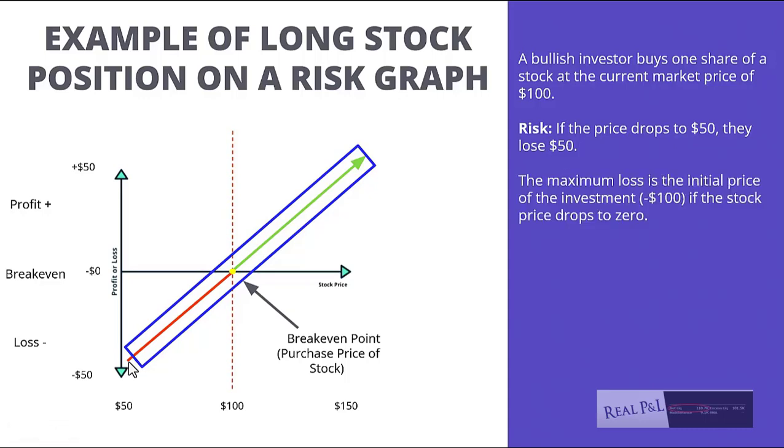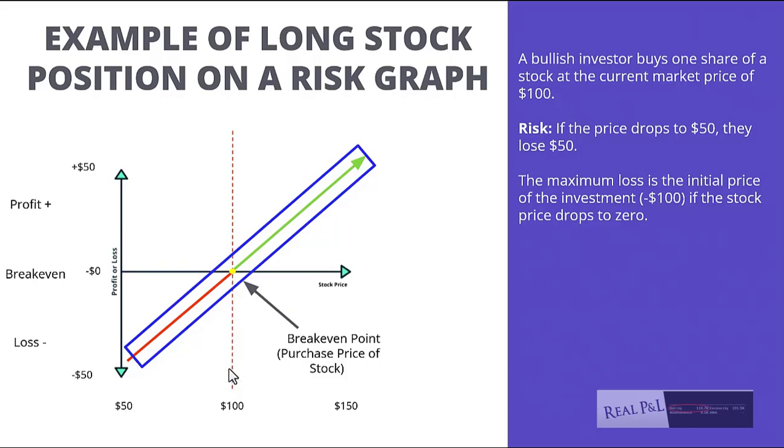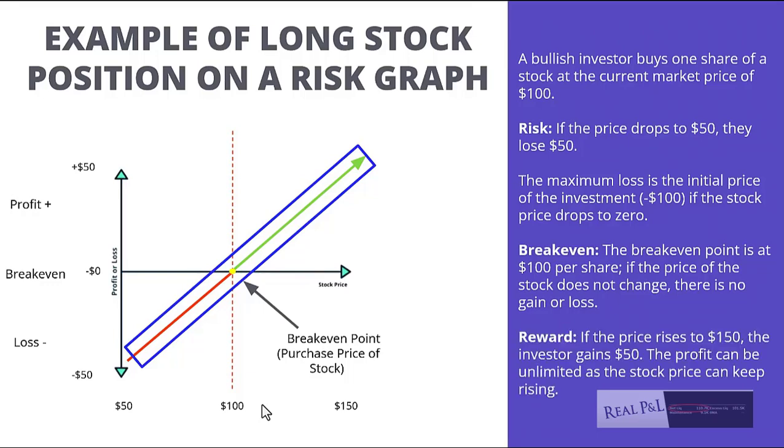So the maximum loss of the initial investment is $100 if the stock price goes to zero. It can just keep going all the way down until it reaches zero. The break-even point is at $100 per share. If the price of the stock does not change, if it stays right here at $100, you're just not going to make or lose any money. You're going to be right here at this break-even line. So if the price of the stock does not change, again, there's no gain or loss.